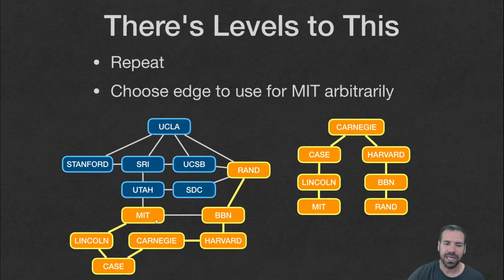Then BBN gets there second. The very important thing about breadth first search is that when we check the neighbors of a node, if that neighbor has already been explored, if another node already found it, then we don't do anything. So this edge right here is not used in our breadth first search. BBN doesn't explore MIT, so we do not use the edge from BBN to MIT in our breadth first search execution.